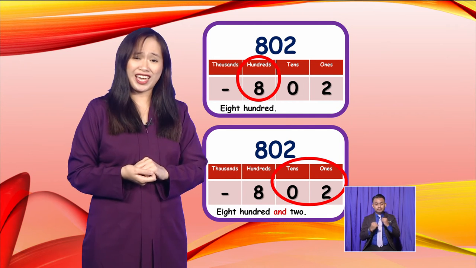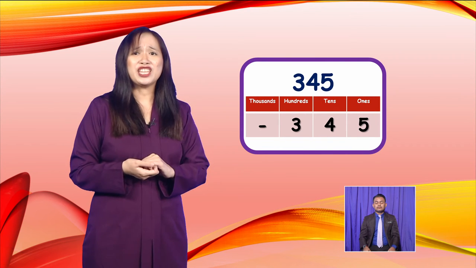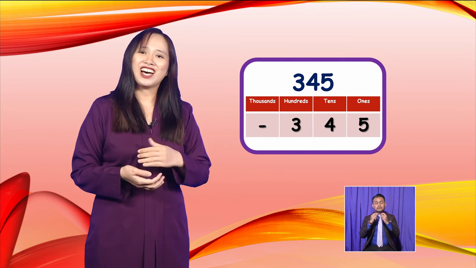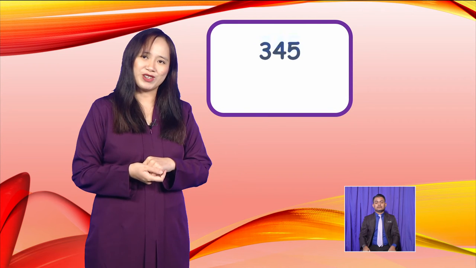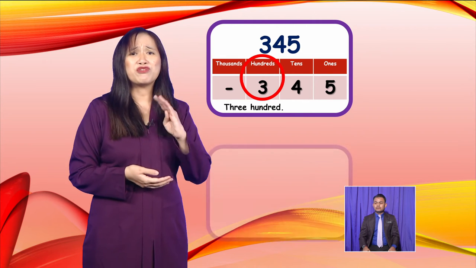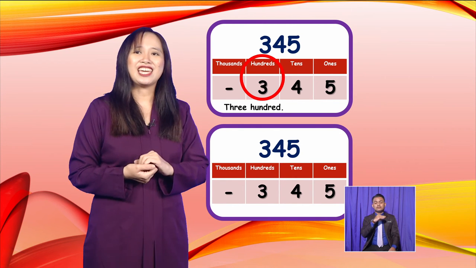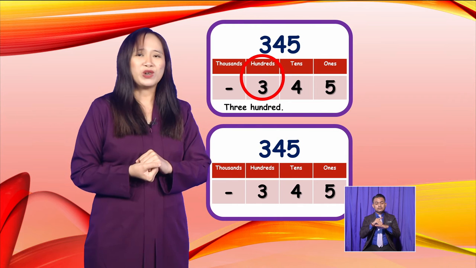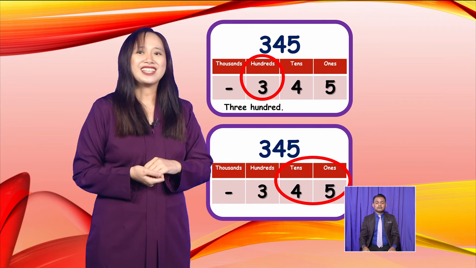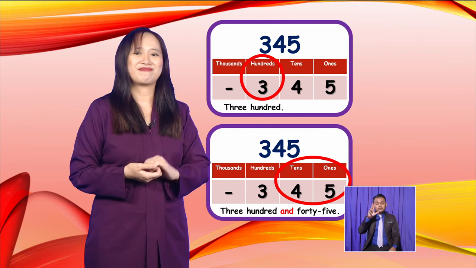Lastly, look at this number. Place each digit in the place value table. 3 is in the hundreds place. So this number starts with 300. There is a 4 in the tens place and a 5 in the ones place, which we name 45. Therefore, this number is 345.